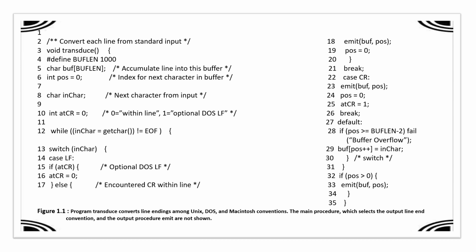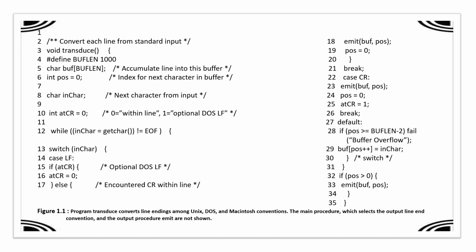switch (in_char) case LF. LF is short for line feed. It is an ASCII character, or a button on the printer, that instructs the printer to move down one line. If at_cr equals 0, else emit buff comma position, where position equals 0, and then break.